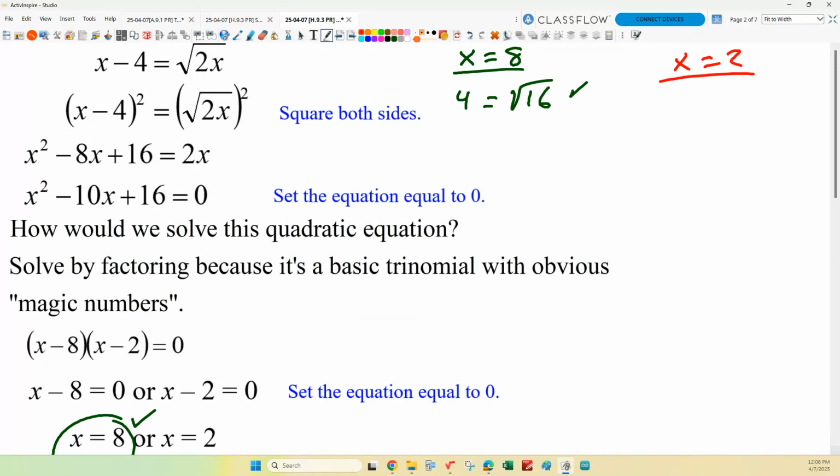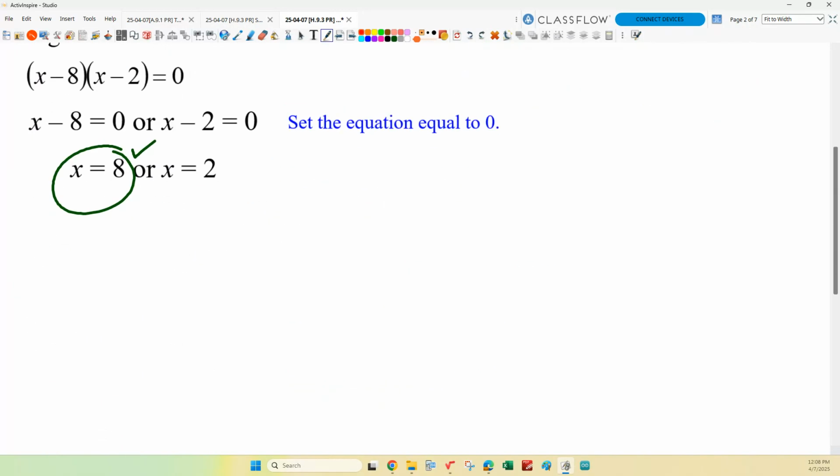What do I get on the left side if I evaluate when x is 2? Negative 2 equals square root of... true or false? Square root of 4 is what? 2. Yeah. So this is x. So I have to toss it. Only get one solution. Okay, make sense?